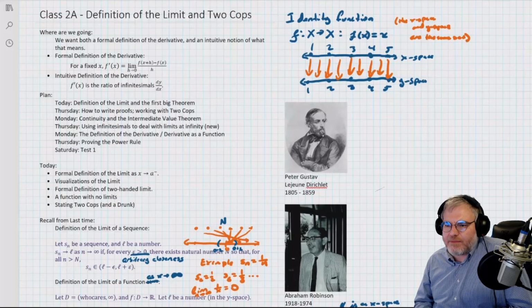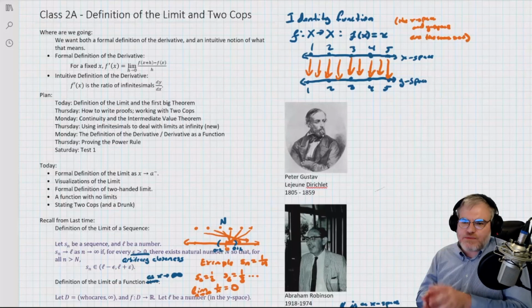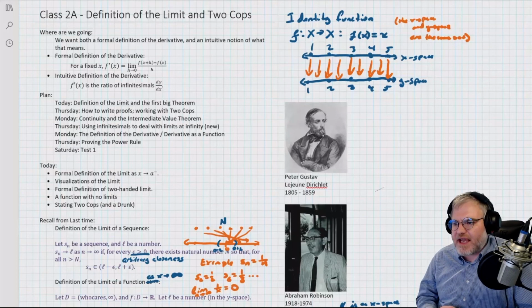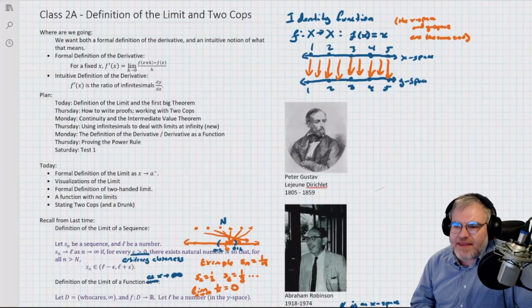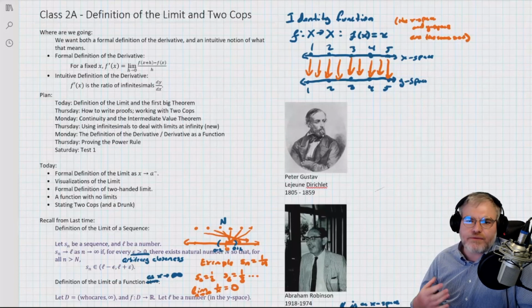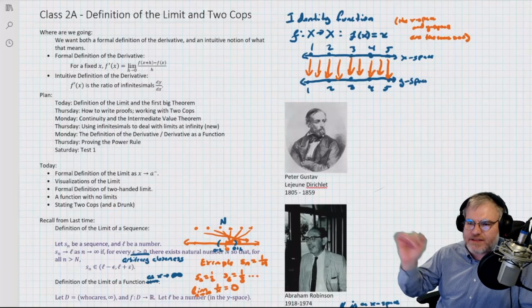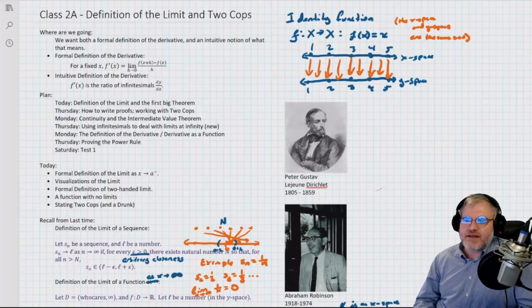And I will talk to everybody on... Oh, and this is the last one of the really, really big theorems. Next time on Thursday, we're going to get into the idea of how to write these things up. And again, that's where we're going. Thursday, we're going to get into writing it and using this sucker and what all it means. Because 2 cops and a drunk is going to be one of our big theorems.